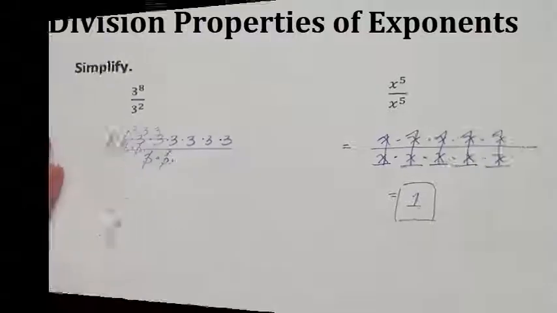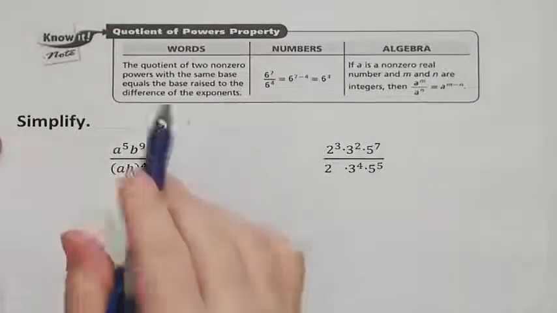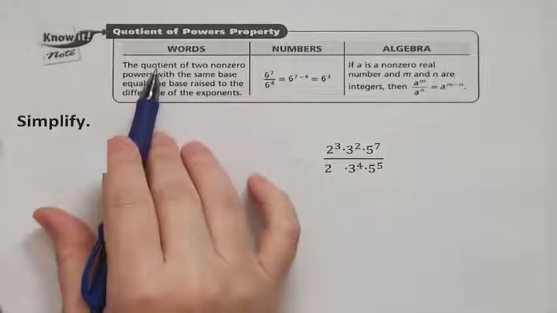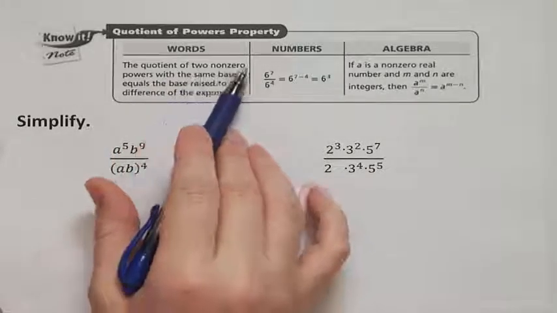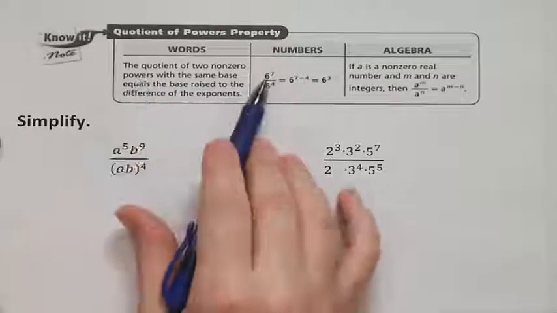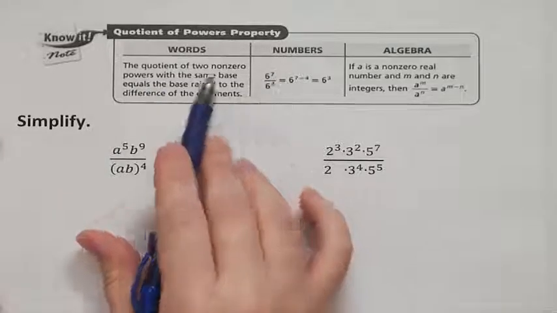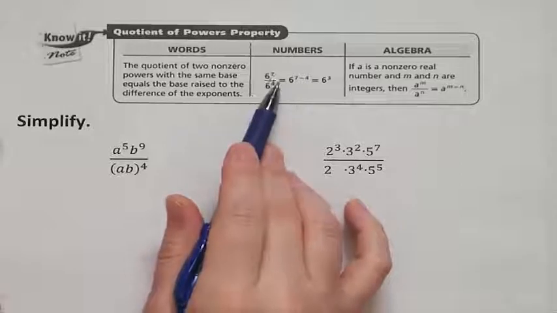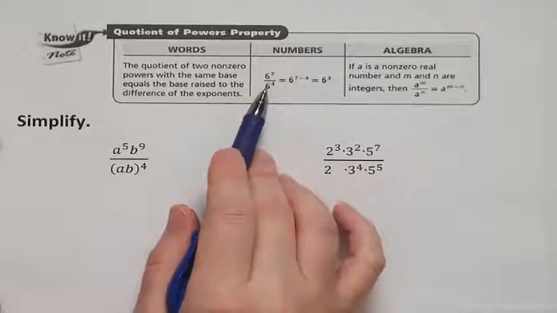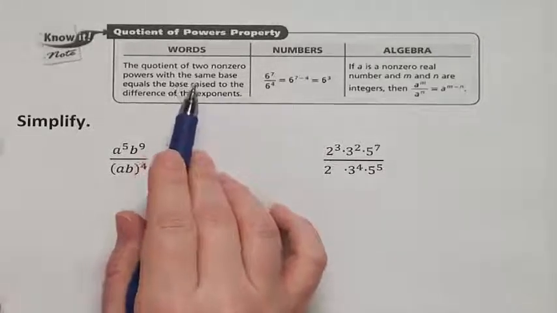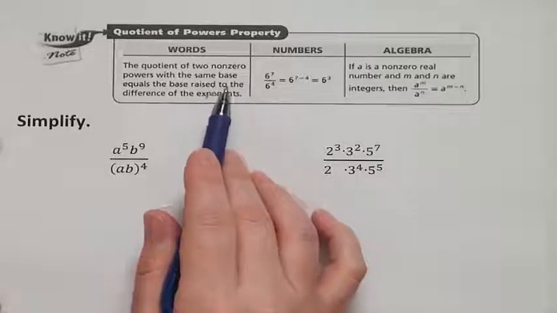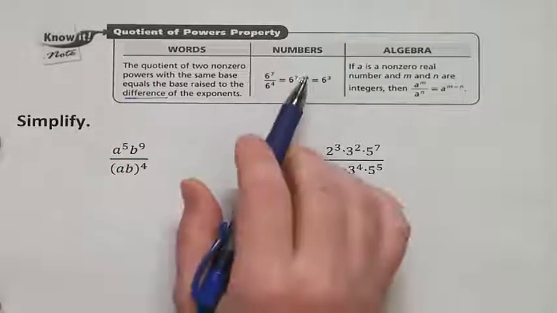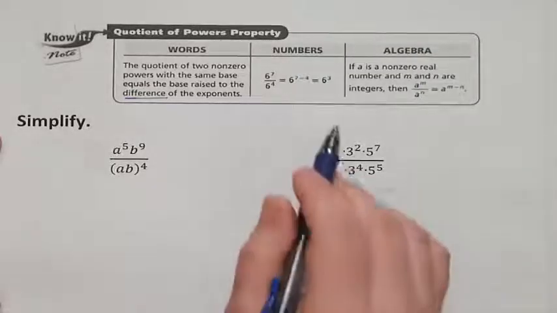So let's go ahead and see what the book says. The book says the quotient, which basically means a fraction problem. So here's a fraction problem. The quotient of 2 non-zero powers, meaning that my exponents are not zeros, with the same base, they both have bases of 6, is going to equal, so if we have a problem like we did at the very beginning, that base, the same base, raised to the difference of the exponents, which means you're subtracting the exponents.